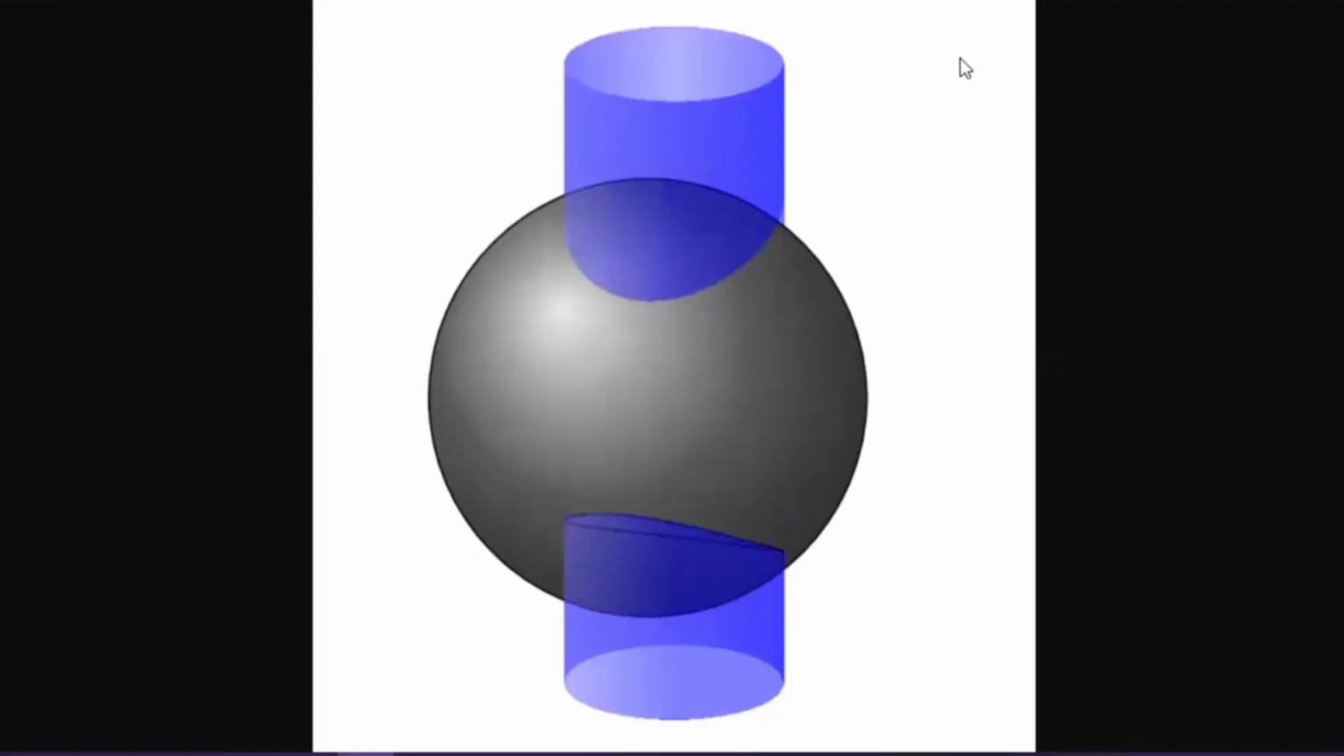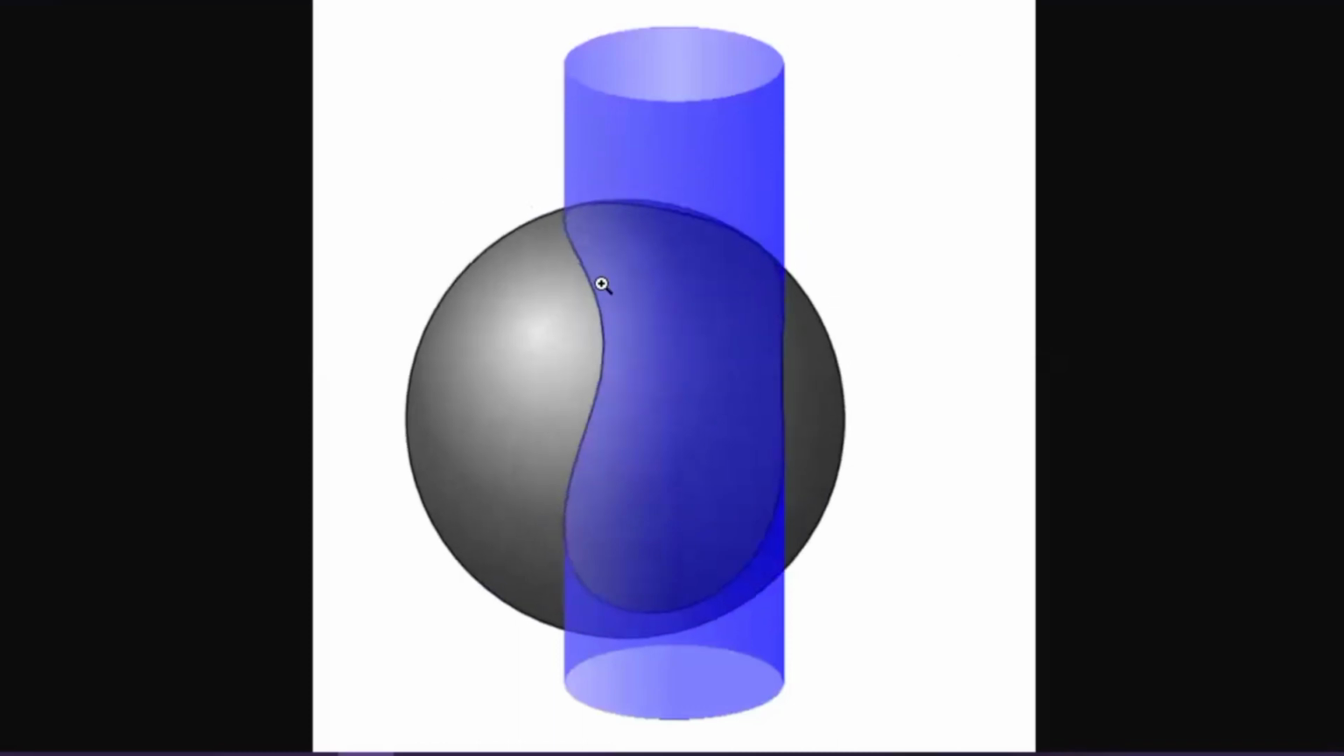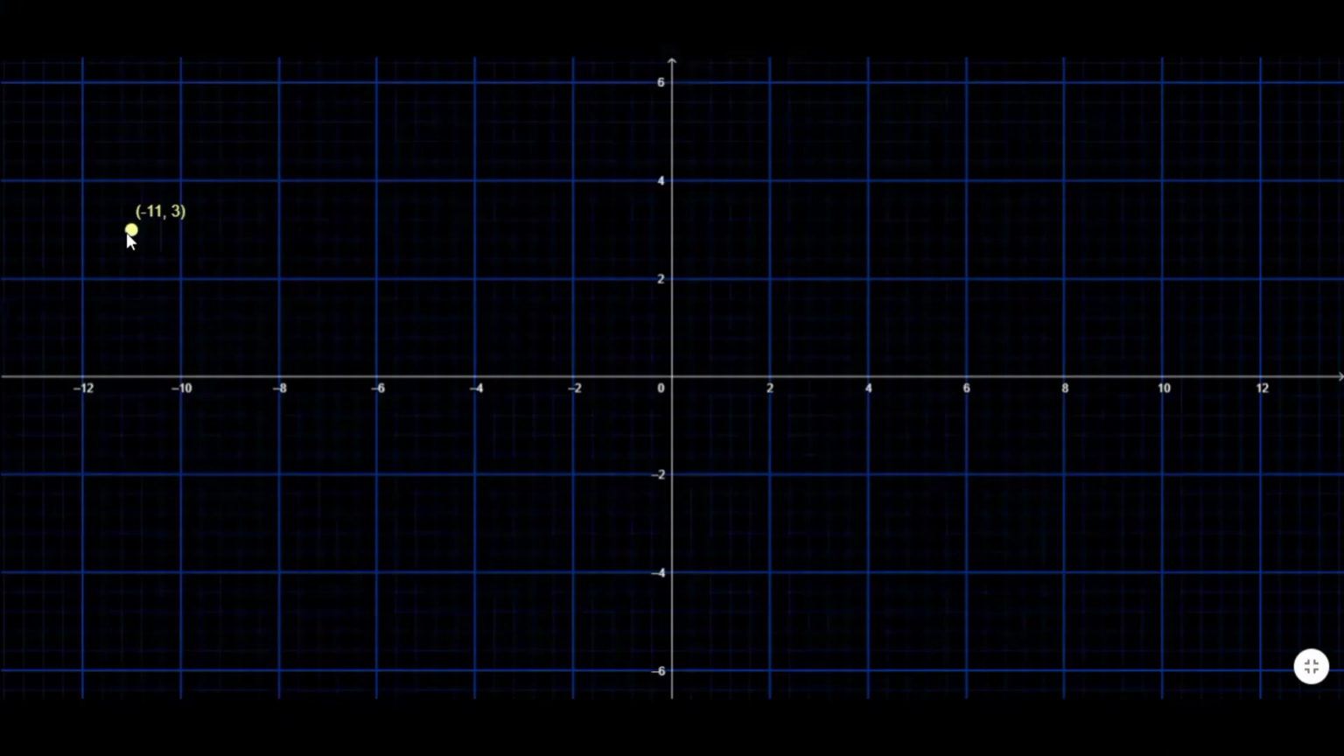In general, a curve can be defined as the intersection of two surfaces like this. Here you can see a curve. In general, a curve is described as a path traced by a moving point. See, like this.